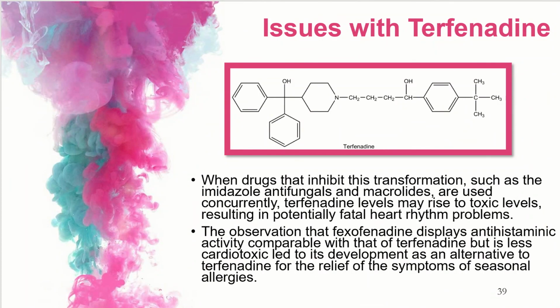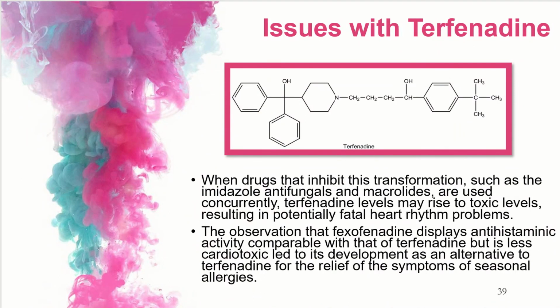Let me repeat that. So how terfenadine is metabolized to fexofenadine, right? There are some drugs that inhibit that transformation, such as these antifungals and macrolides, when they're used concurrently, at the same time as terfenadine. As a result, terfenadine levels may rise to toxic levels, resulting in potentially fatal heart rhythm problems.